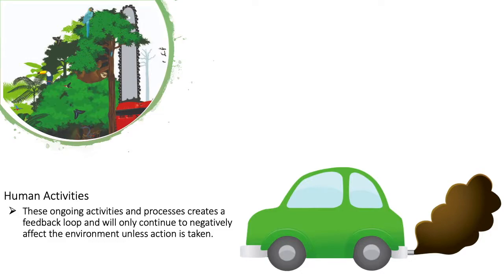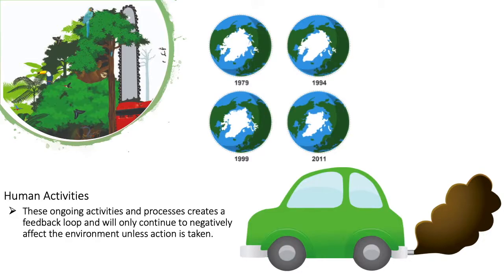Increasing CO2 levels and other greenhouse gases result in the increase of global temperature. As a result, large quantities of methane stored in Arctic ice caps can be released. These ongoing activities and processes create a feedback loop and will only continue to negatively affect the environment unless action is taken.